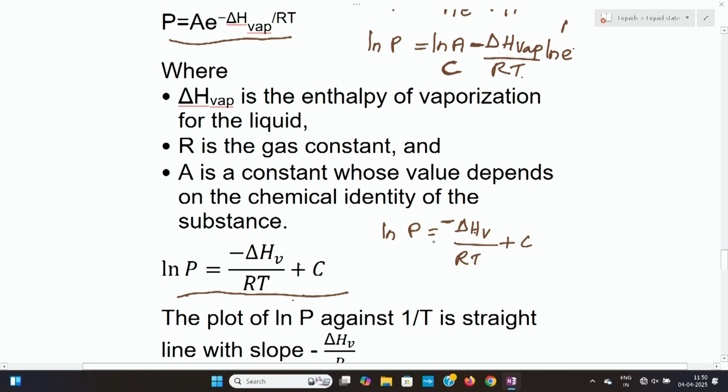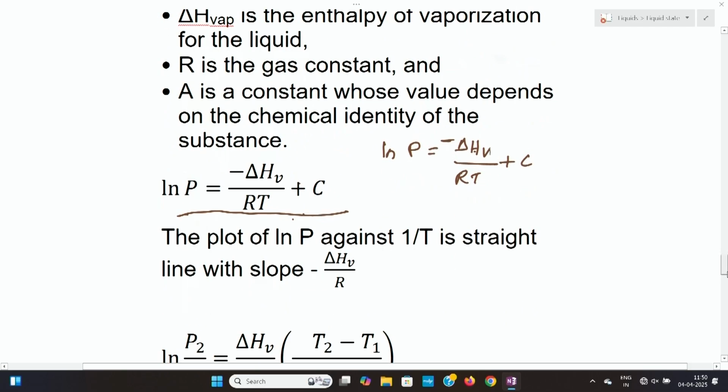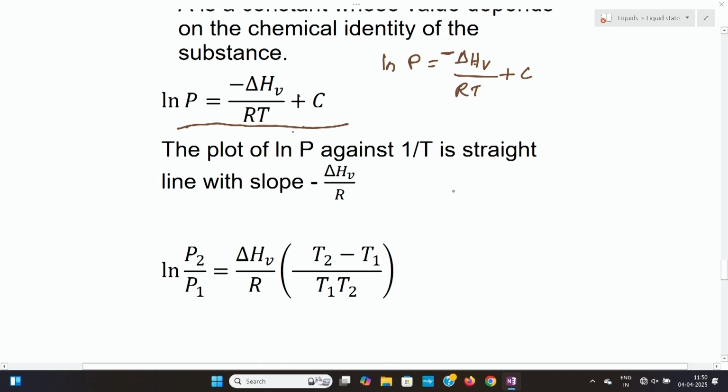So here the delta H vaporization is the heat of vaporization required to change from liquid state to vapor state. Here if we plot the graph, that is ln P against 1 by T, we get a negative slope. That negative slope will be minus delta HV by R. This is the slope of the equation.